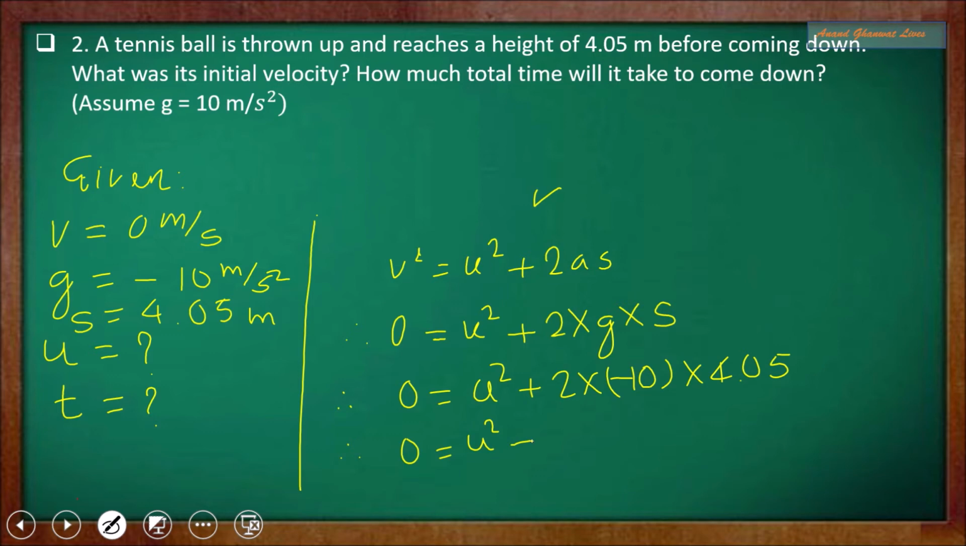So after calculation it is 81. Therefore u square is equal to 81. Taking square root on both sides, you will get u is equal to, taking positive square root, u is equal to 9 meter per second. So initial velocity of that ball is 9 meter per second.